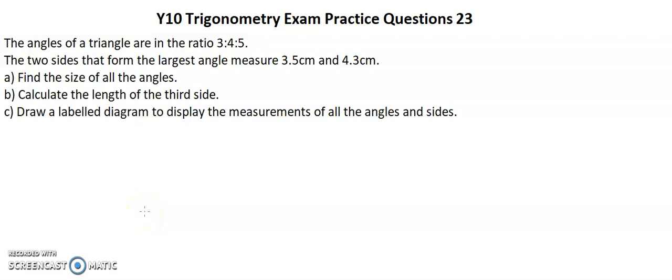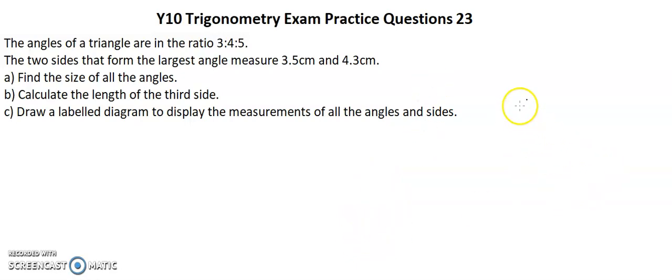Year 10 Trigonometry Exam Practice Question 23. The angles of a triangle are in the ratio of 3 to 4 to 5. The two sides that form the largest angle measure 3.5 centimeters and 4.3 centimeters. Find the size of all the angles.